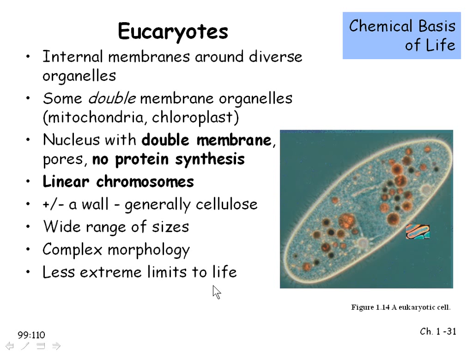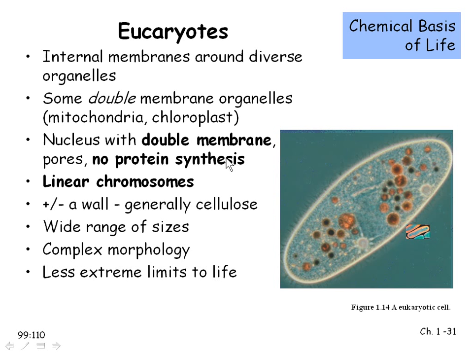Eukaryotes. All eukaryotes have internal membranes. They all have internal membranes. And they have those around diverse organelles, quite a remarkable diversity of organelles. A few of these organelles have double membranes, the mitochondria and the chloroplast, and the nucleus. And the mitochondria and the chloroplast also have DNA. They have genes of their own.